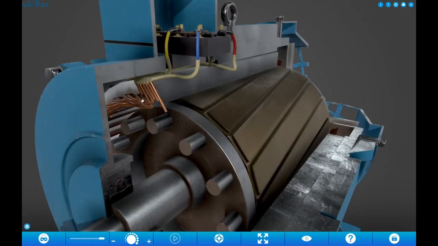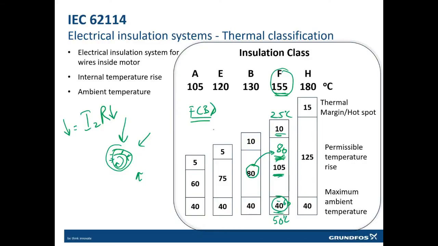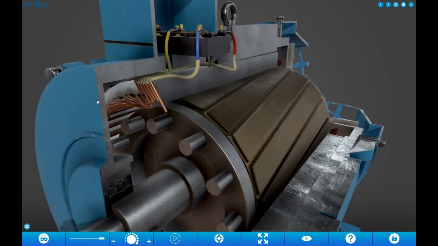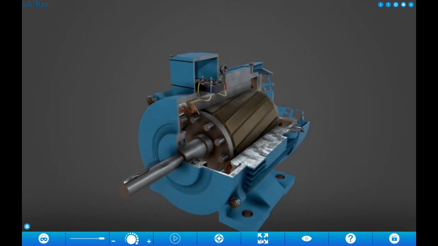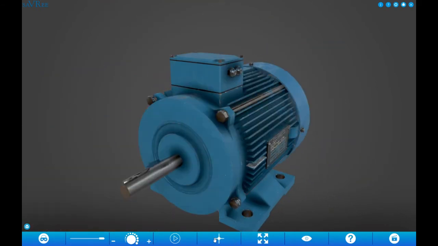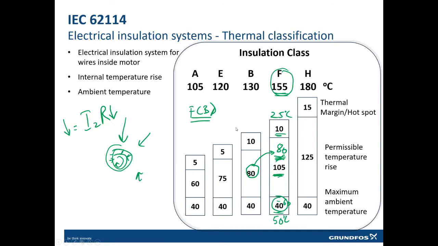this insulation, this material I use is very good quality, and the internal temperature rise is known, because the heat sinks are very good, the area is very good, the motor is cooled very properly. That means my internal temperature will never go above 80.